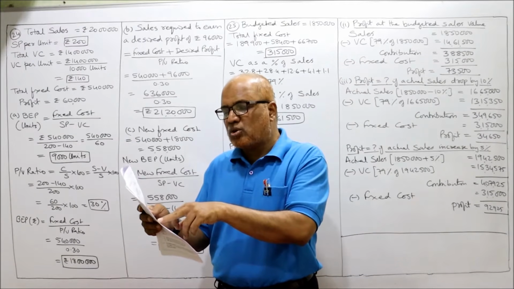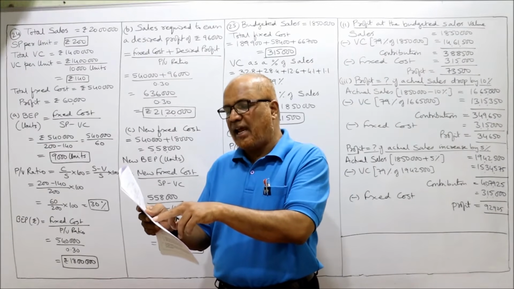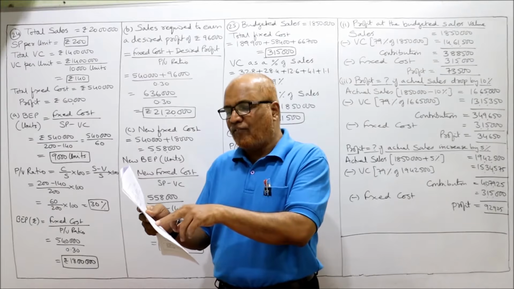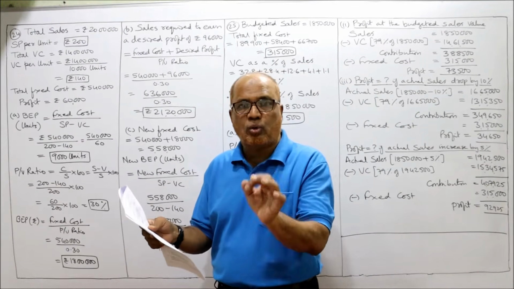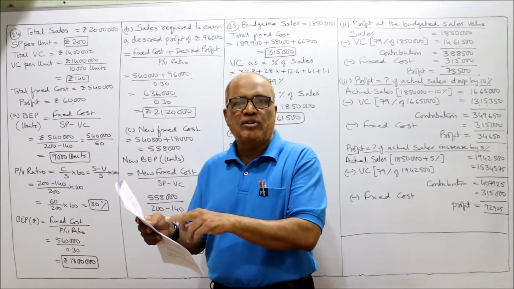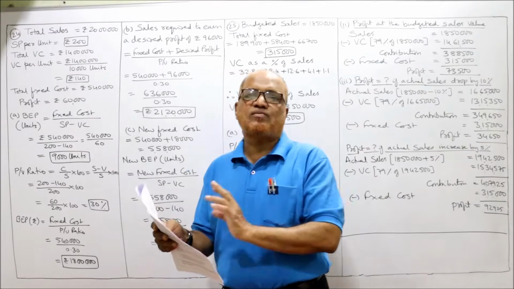The total fixed cost comes to 5 lakh 40,000. 1 lakh 60,000 plus 1 lakh 80,000 plus 2 lakh. So 5 lakh 40,000 is the total fixed cost. We require the total. We don't require individual fixed cost. We want the total fixed cost. Total fixed cost 5 lakh 40,000.